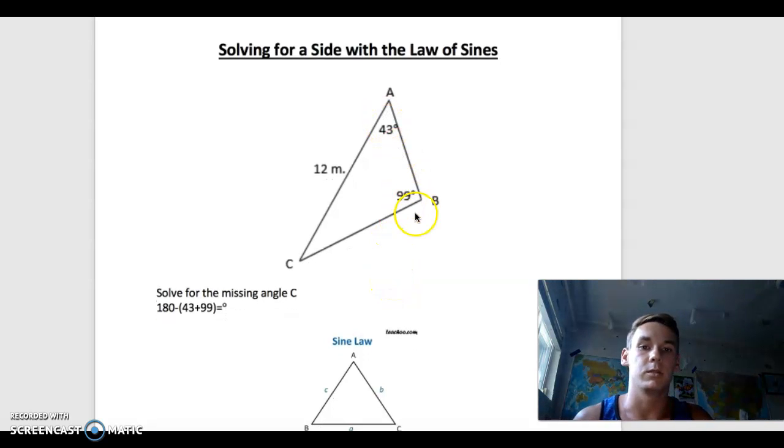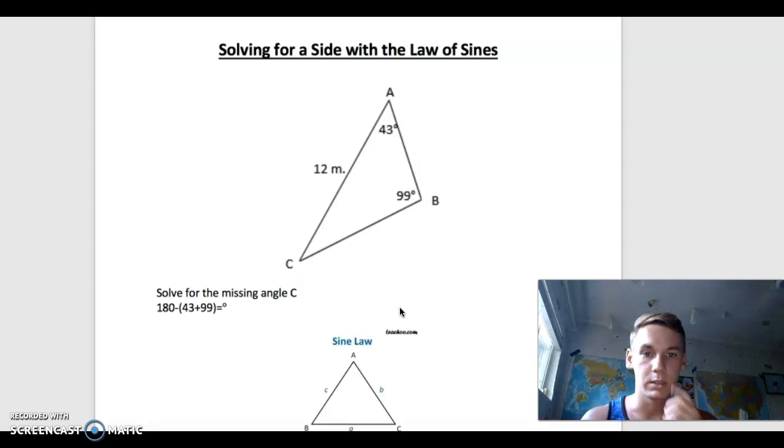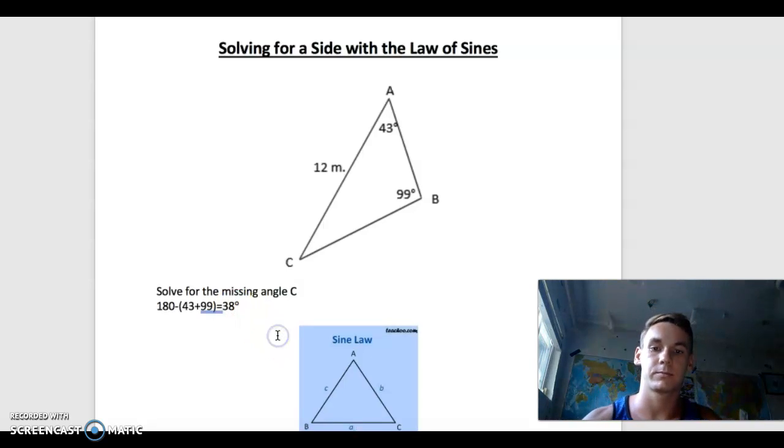So the first thing you do when you have two angles is we all know that the angles inside a triangle add up to 180. So you do 180 minus, and then in parentheses, the two angles that you know added together. So 43 plus 99, which equals 38.